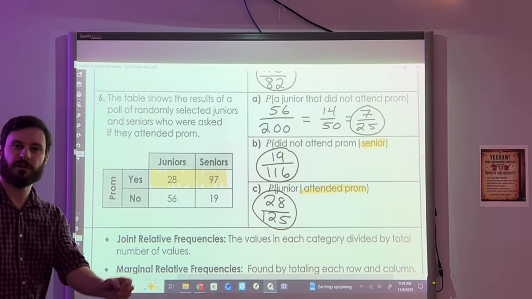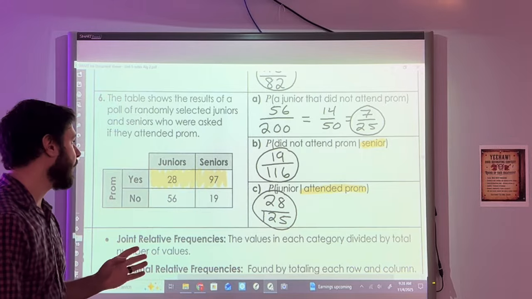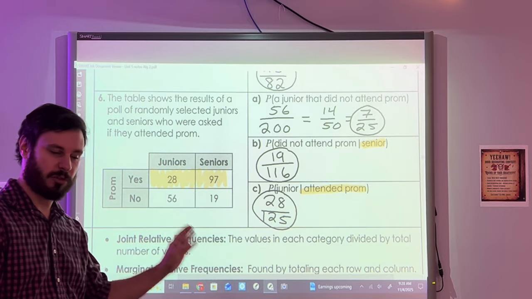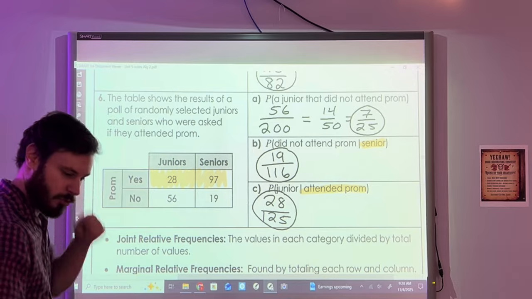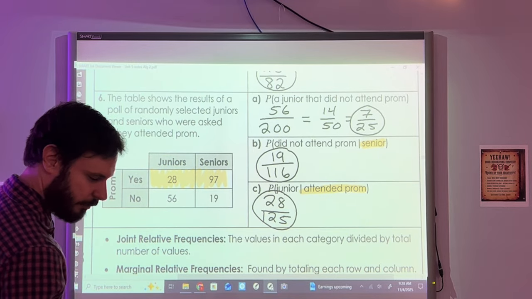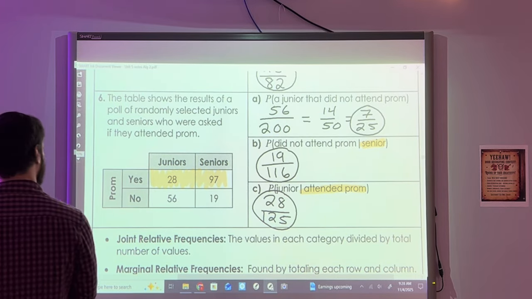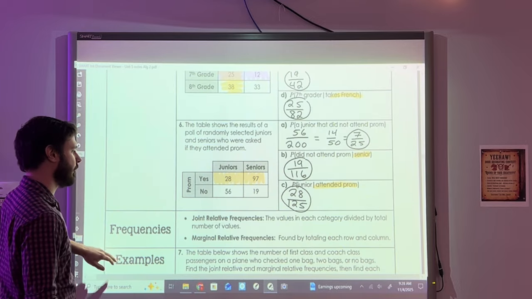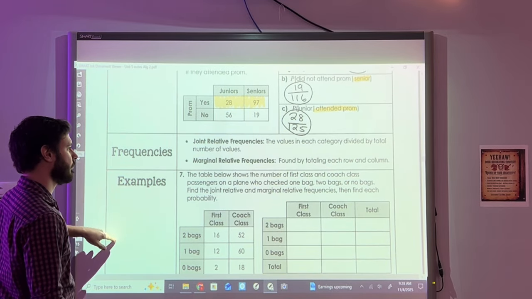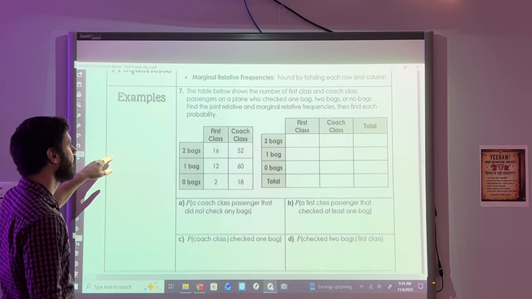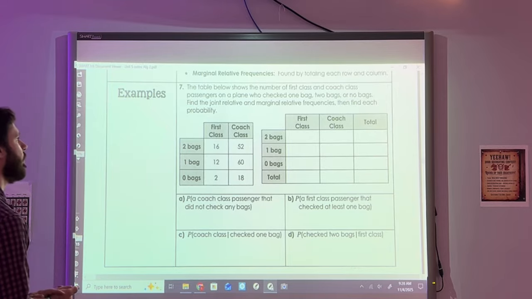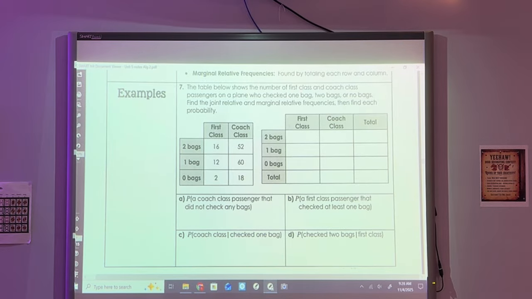Okay. Two-way tables are a really good way to represent and get probabilities. They're simple to read and use. Okay. Frequency tables, however, are a little bit more involved. The table shows the number of first class and coach class passengers on a plane who checked 1 bag, 2 bags, or didn't have any bags at all.